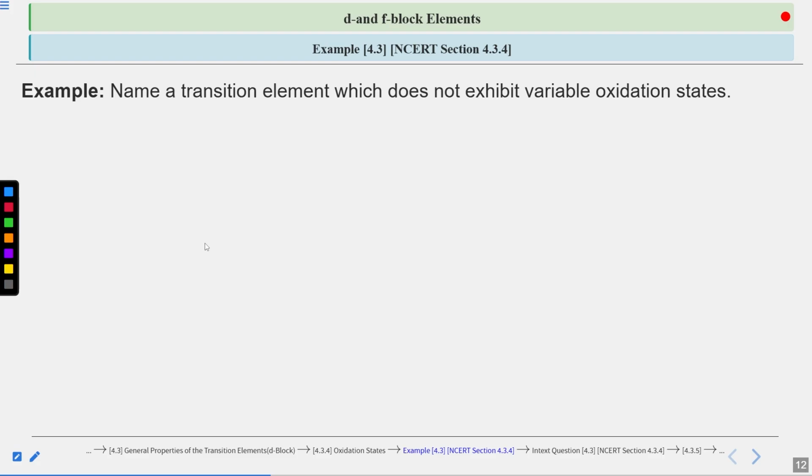Let's do an example. Example 4.3, covering NCERT section 4.3.4. Name a transition element which does not exhibit variable oxidation state. So you have to name the transition element which is not going to exist in different oxidation states. You have some time, try to solve this, and then we will see the correct answer.